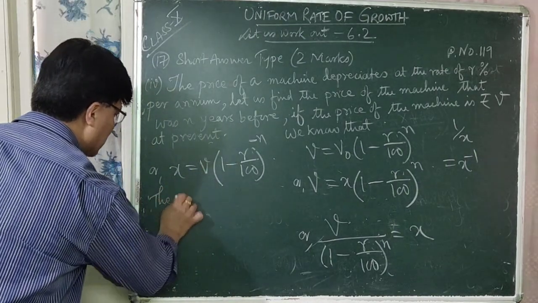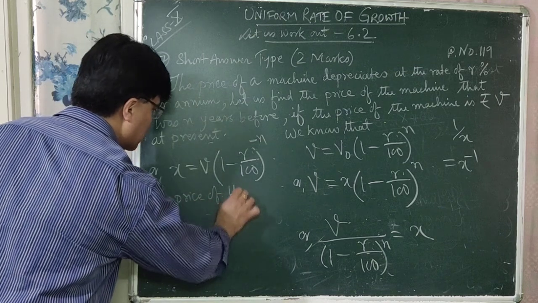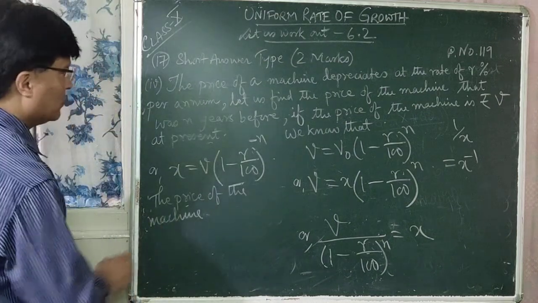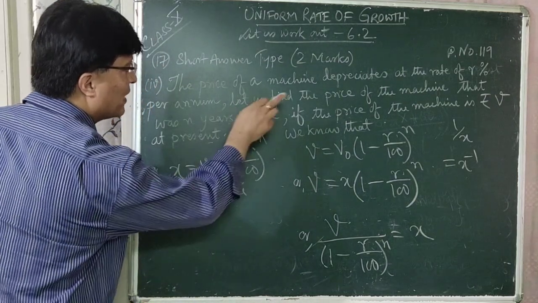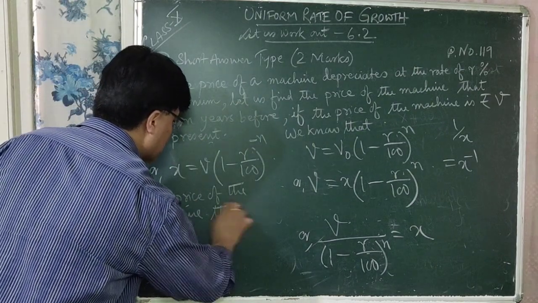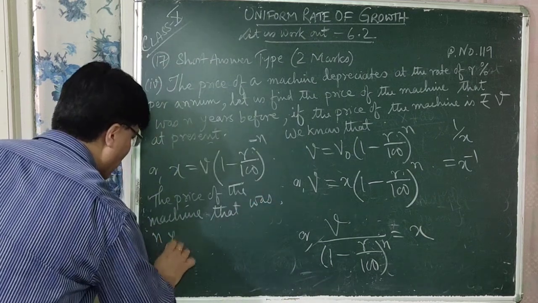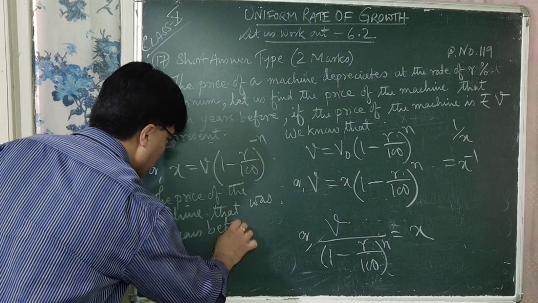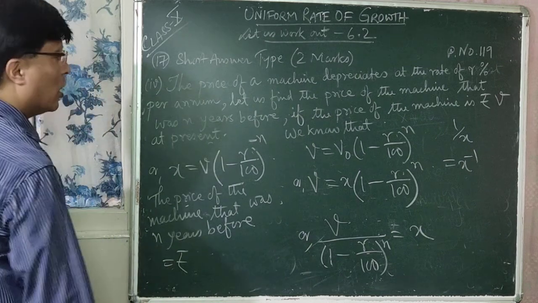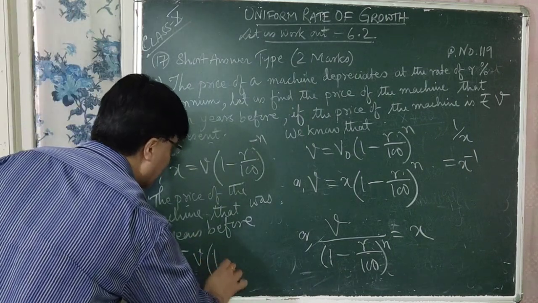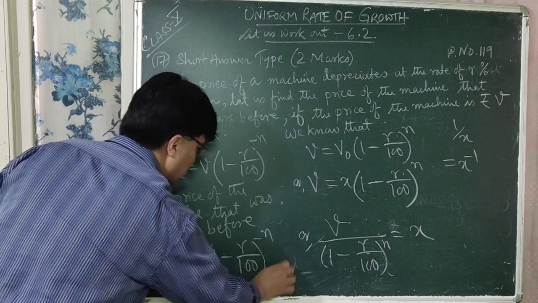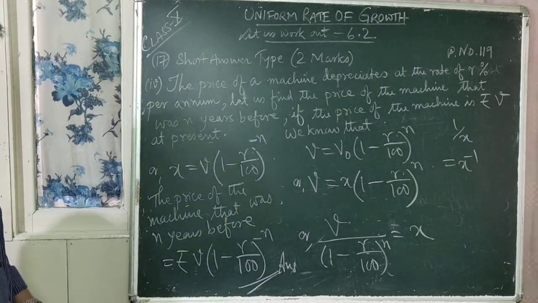Therefore, you have to find the price of the machine that was n years before. The price of the machine that was n years before is equal to rupees, how much is it? It is V within bracket 1 minus R upon 100 whole to the power minus n. So this is your answer.